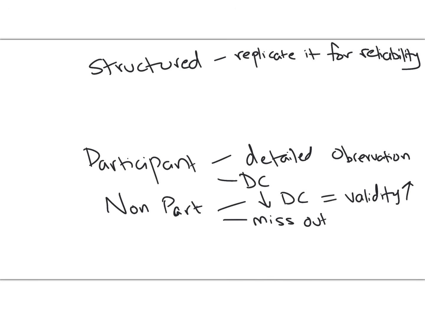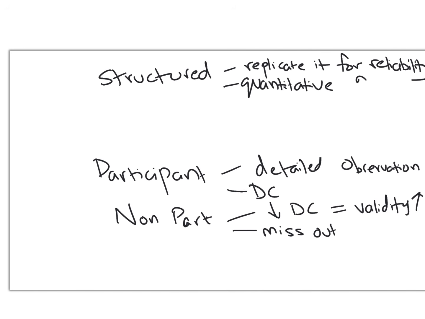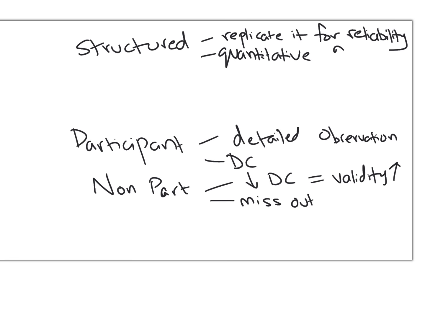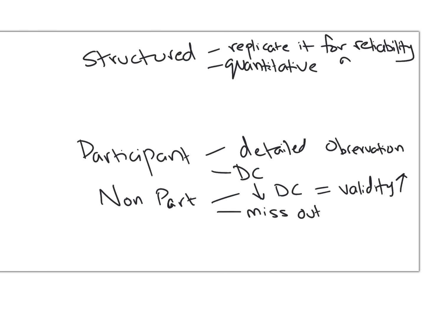Secondly, we are getting a lot of quantitative data, objective quantitative data, because we are observing the number of times that the participant is showing each of these behaviors. So how many times they displayed it, whether or not they displayed it. So it's giving us a lot of quantitative data.